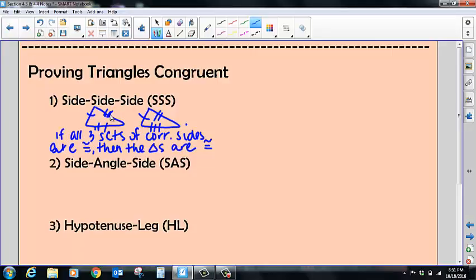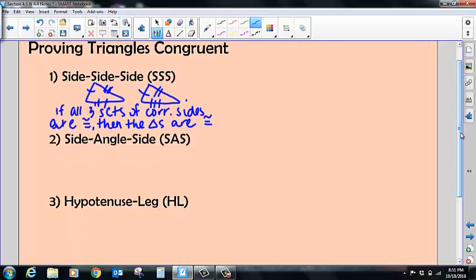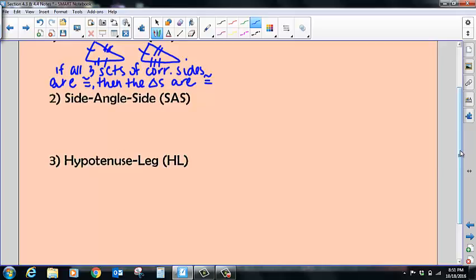The next method is called side angle side. Now, what you can probably assume is that we're going to have two sides marked congruent and an angle marked congruent since it's called side angle side. What's important is the location of the angle that is marked congruent. So let's just start by drawing two triangles that look to be about the same size, like so. Now let's mark two sides congruent, and it really doesn't matter which two sides you mark congruent. So let's just do the one on the left and then the one on the bottom.